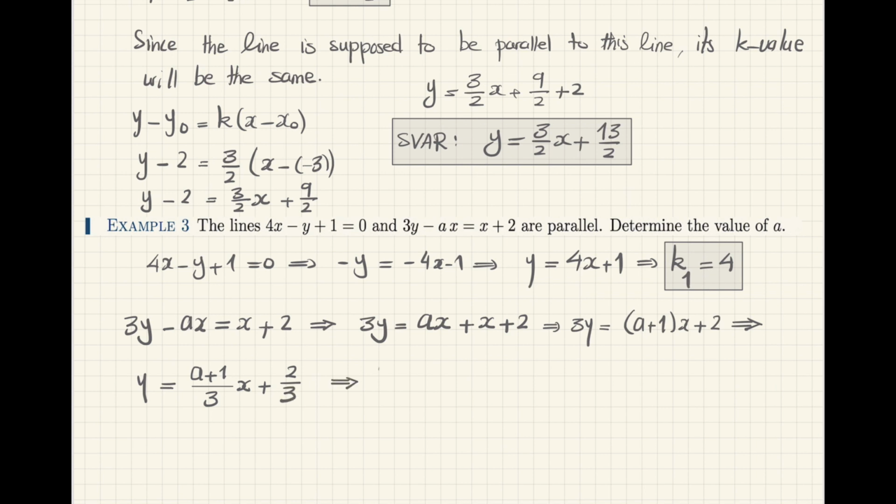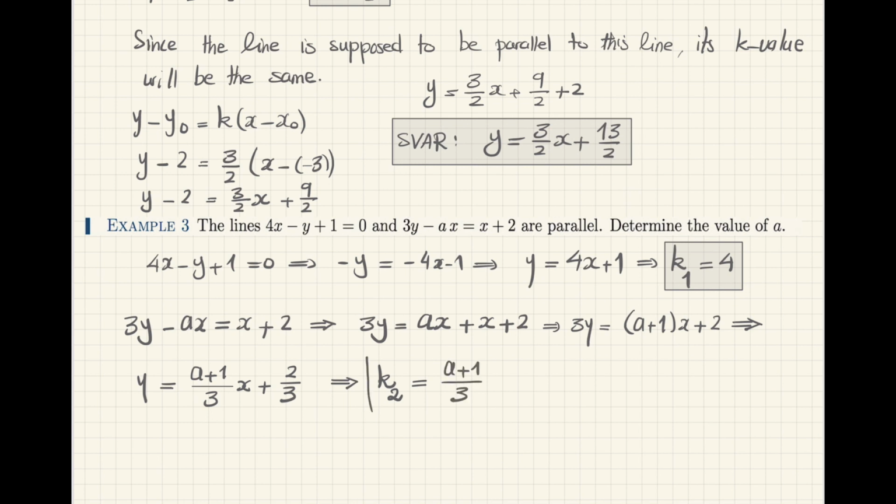If I ask you what is the k value, let us call it k sub 2, for the second line, what's the answer? A plus 1 over 3, yes. So this is the k value.